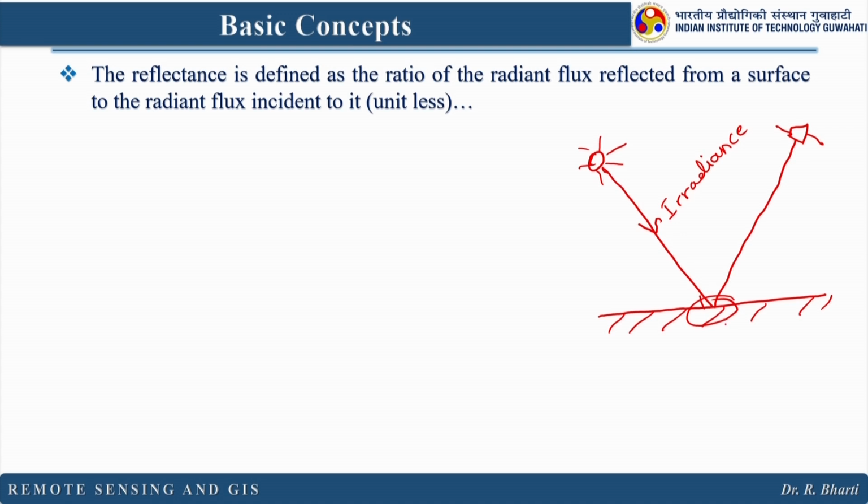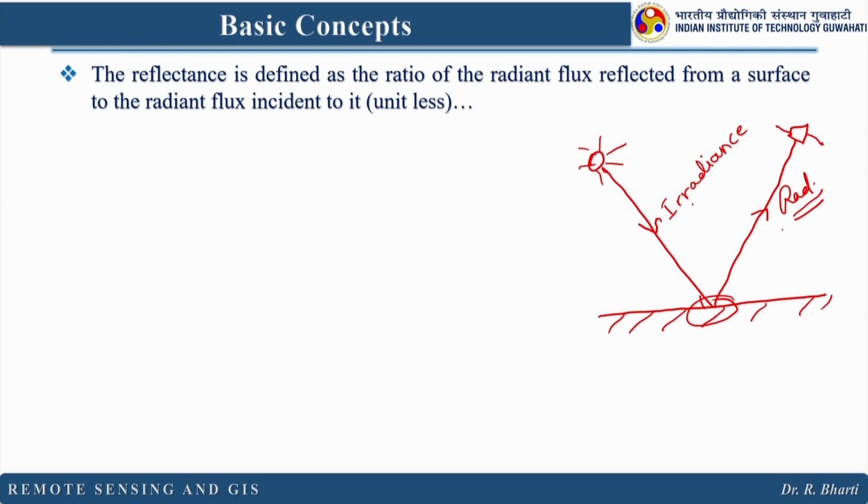And the reflected energy from our surface which is reaching our sensor, that is called radiance, right. So what do you mean by radiance and reflectance? When you measure this, this is called radiance, where all these angles are involved. That's why you have the unit watt per meter square per steradian. And irradiance also involves angle, so its unit is also watt per meter square per steradian.